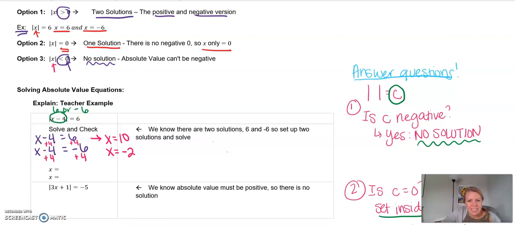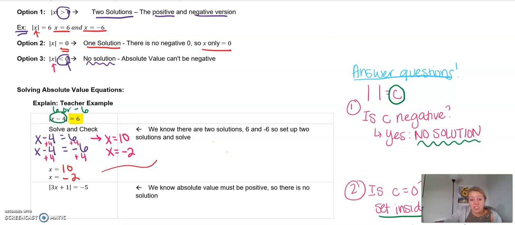And you might be saying, but Miss, I thought it can't be negative. I'm not saying that the x can't be negative. I'm saying that what the absolute value is equal to has to be positive. So with that, x can either be 10 or negative 2, because when we plug it back in, we're going to get a positive answer.